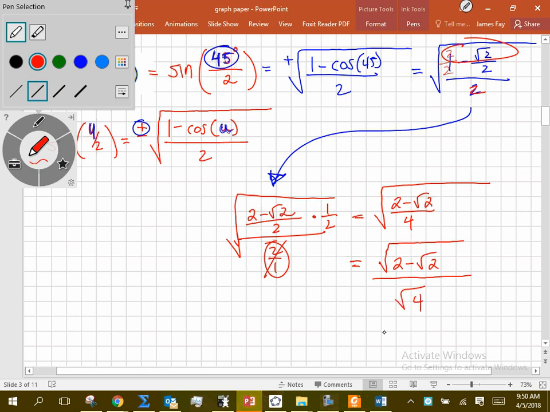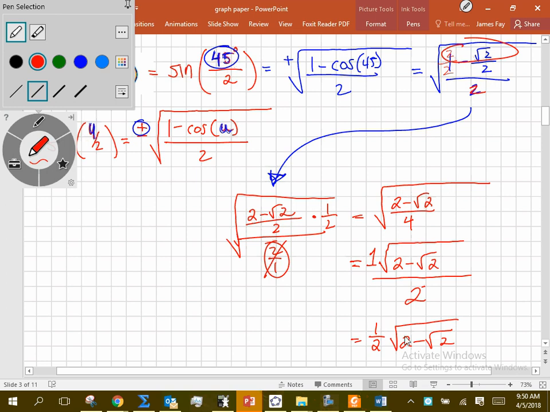Can I do that? And what's the square root of 4? 2. Okay. Occasionally, because there's a 1 out here, you might see it written this way, 1/2 times radical 2 minus radical 2. Now, you can't go any further with that.